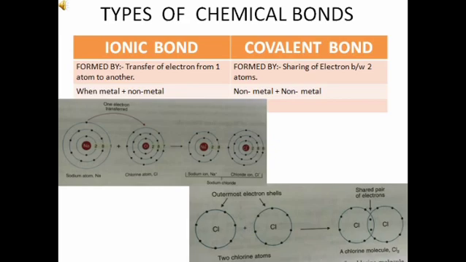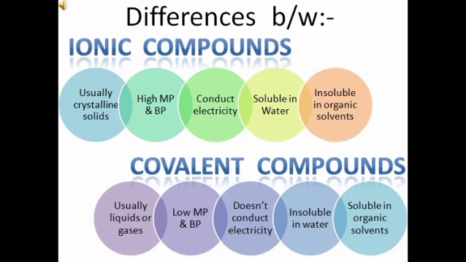Now let's discuss the differences between ionic and covalent compounds. Ionic compounds are usually crystalline solids. That means they attract strongly towards one another, forming a regular crystal structure. But when I come to the covalent compounds, they are usually liquids or gases. Then there is a high melting and boiling point in case of ionic compounds and low melting and boiling point in case of covalent compounds.